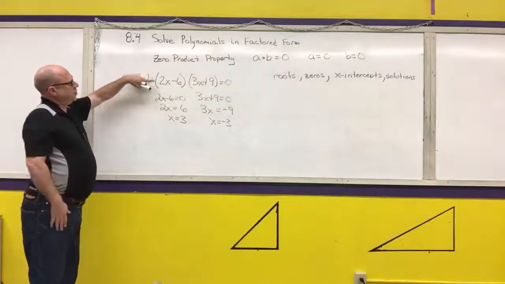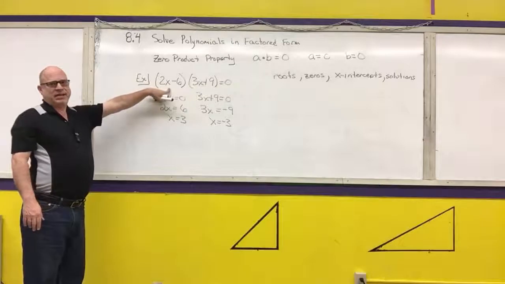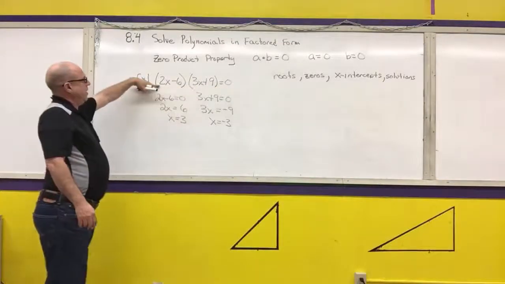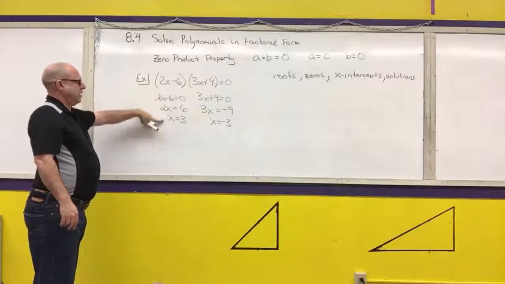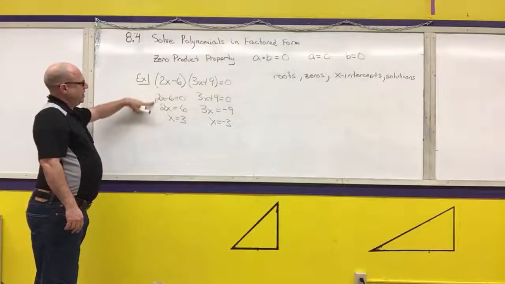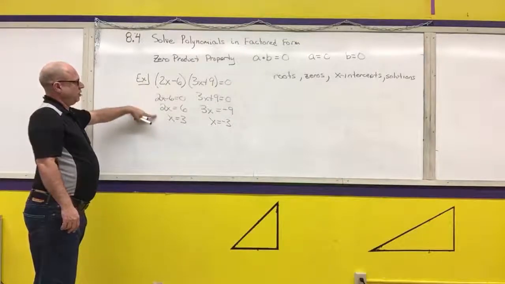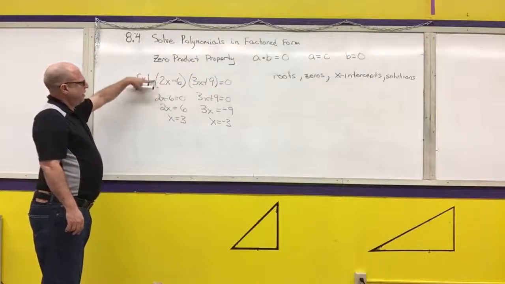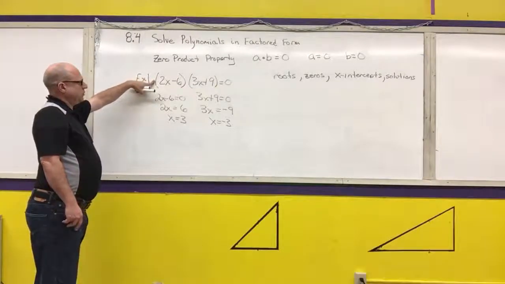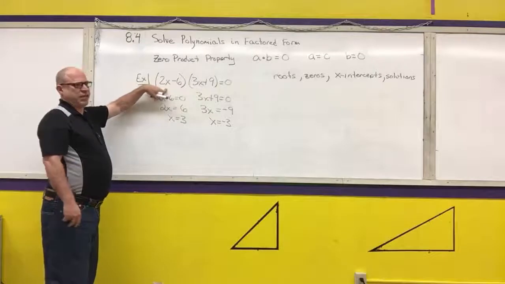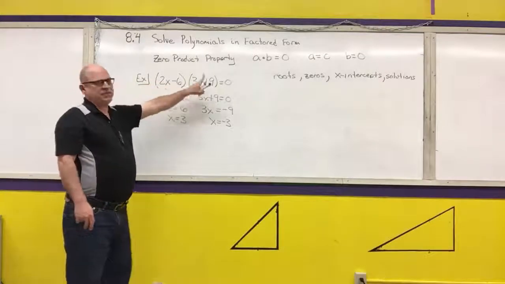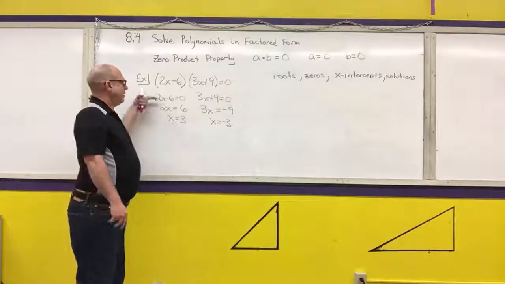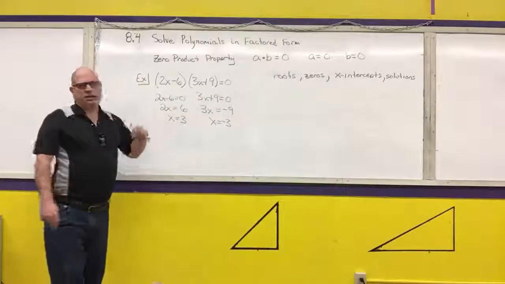You need to be able to start getting to the point where once you have it in factored form with a 0 on the other side, you can immediately look at this and come up with the answers. By the end of the semester, I expect you not to have to do that intermediate work step by step and be able to directly go from 2x minus 6 equals 0 to x equals 3, and 3x plus 9 equals 0 to x equals negative 3. So start practicing so that these intermediate steps start to drop out.